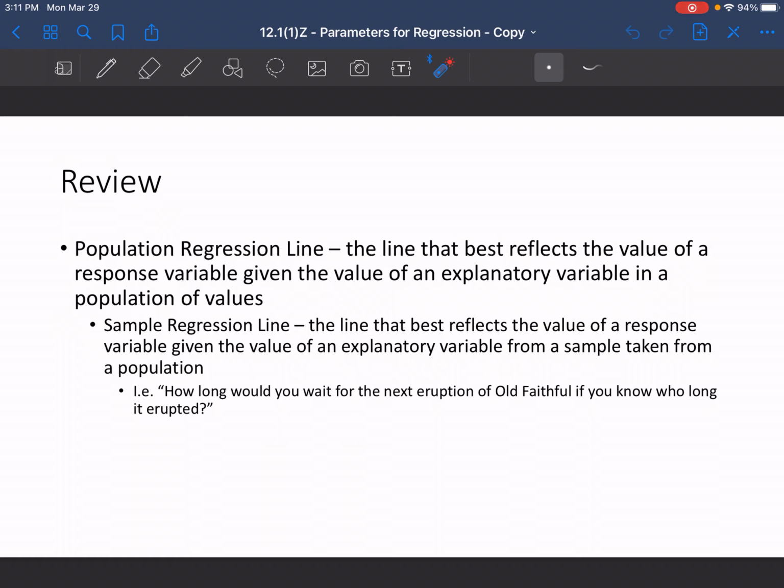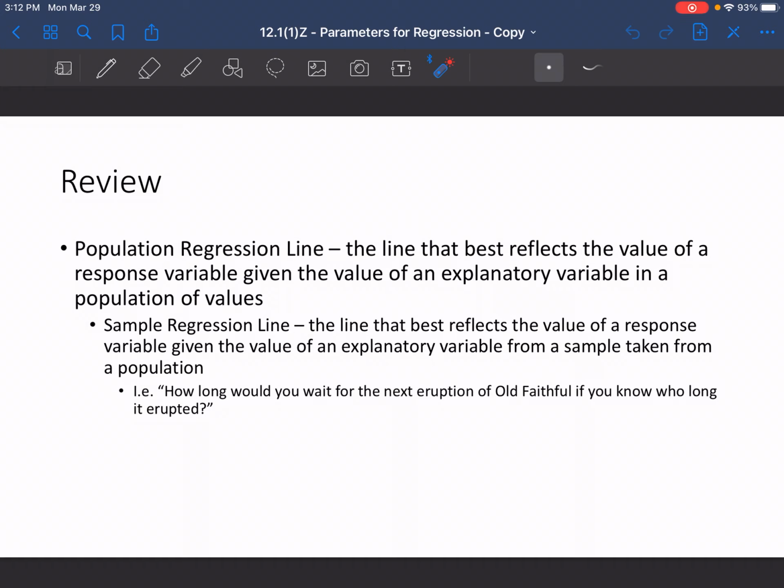And just like the sample has its own regression line, we also have a population regression line as well. The population regression line is the line that best reflects the value of a response variable given the value of an explanatory variable in a population of values. So basically, if we take a whole bunch of samples and combine them all together to create what we know about the population as a whole, that population is also going to have its own regression line.